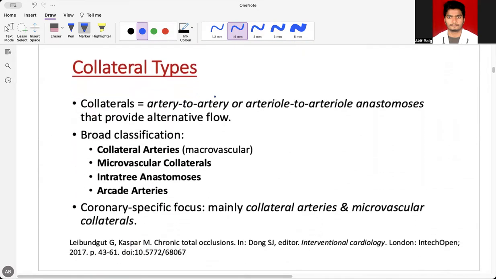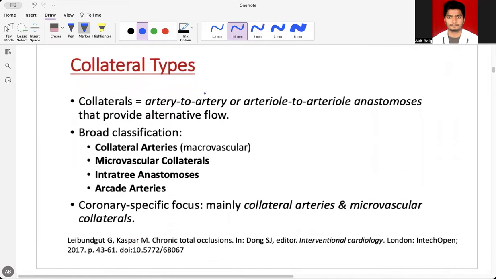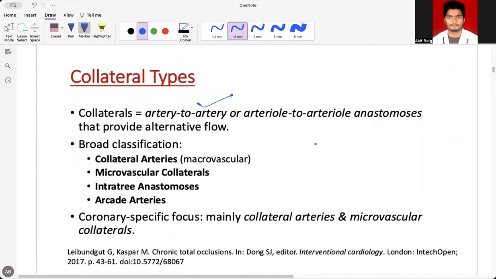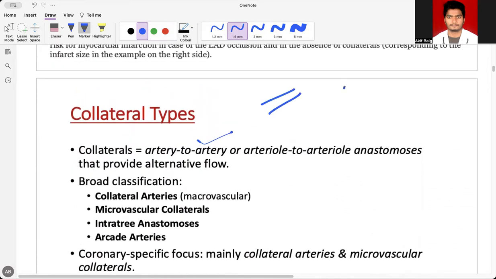Coming to the types of collaterals, there are two types. First is artery to artery, that means the connection between a major artery and another artery. Or it could be arteriole to arteriole, that is, small branches, connections of the arterioles and capillaries. So arteriole to arteriole anastomosis and artery to artery anastomosis.